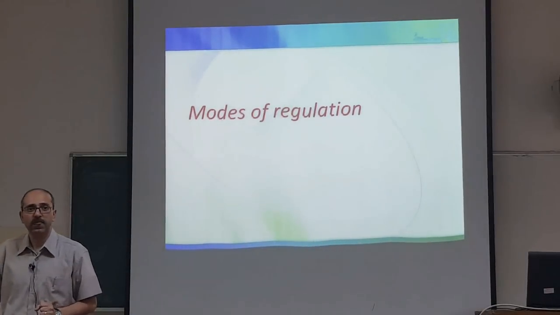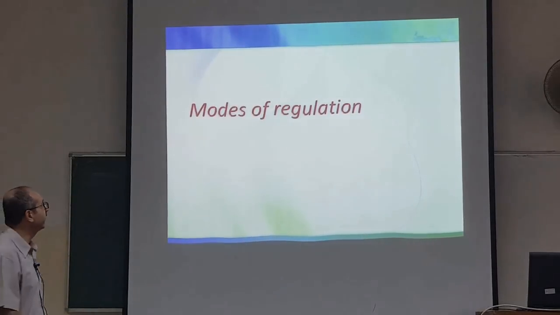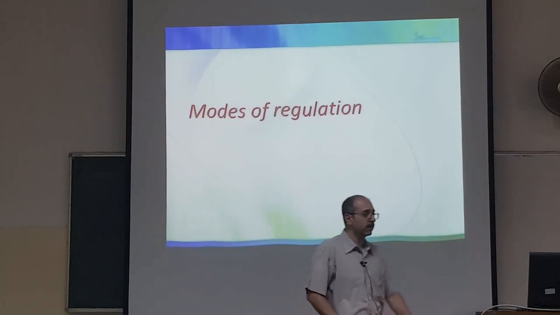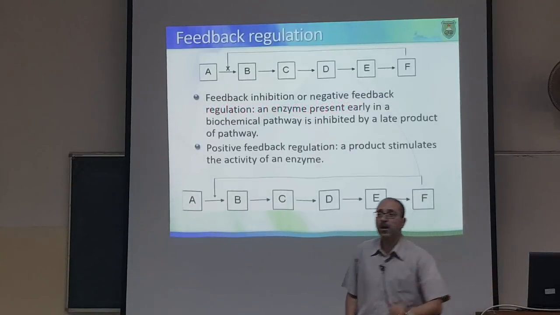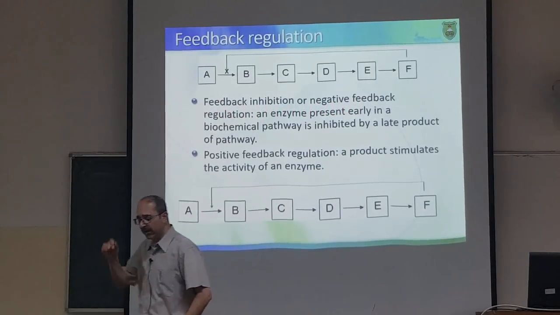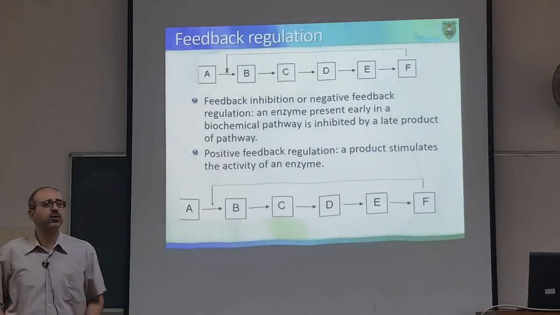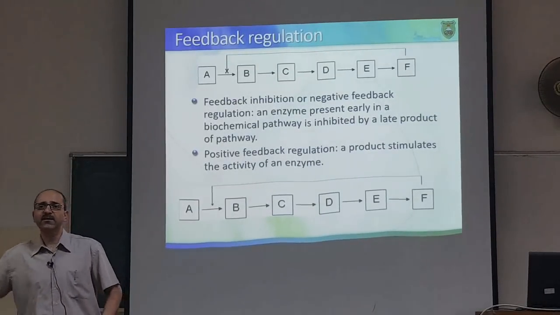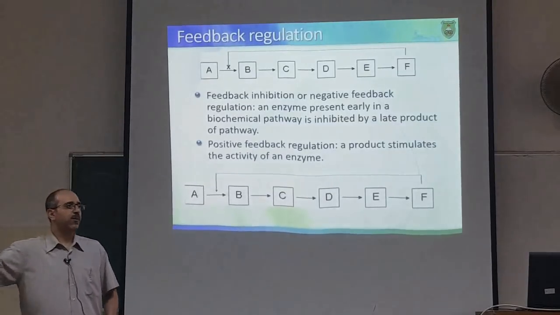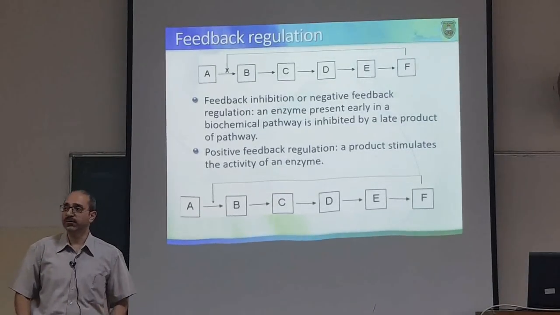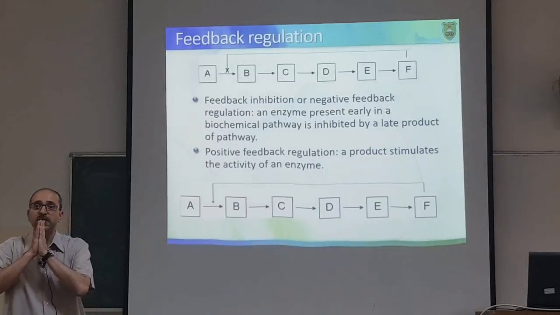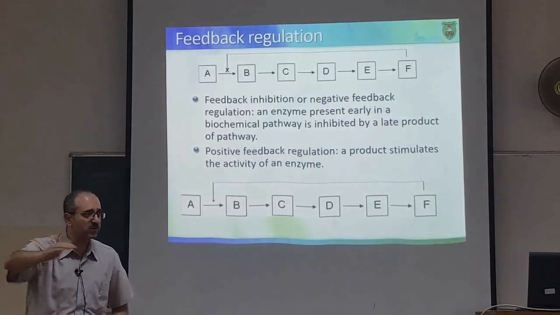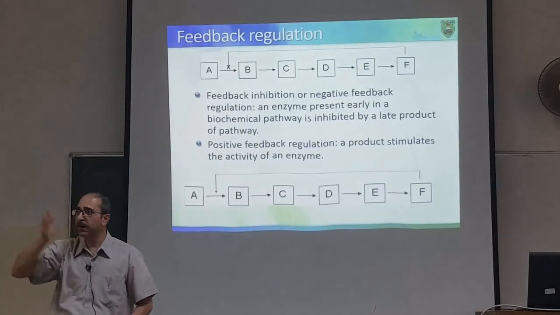Isozymes and different modes of regulation. We talked about them before. Remember when we talked about isozymes, hexokinase and glucokinase. The hexokinase is inhibited by glucose 6 phosphate. Lactate dehydrogenase, inhibited by pyruvate. Oh, not inhibited by pyruvate. So, in any pathway, glucose, glucose 6 phosphate, fructose 6 phosphate, down to pyruvate.